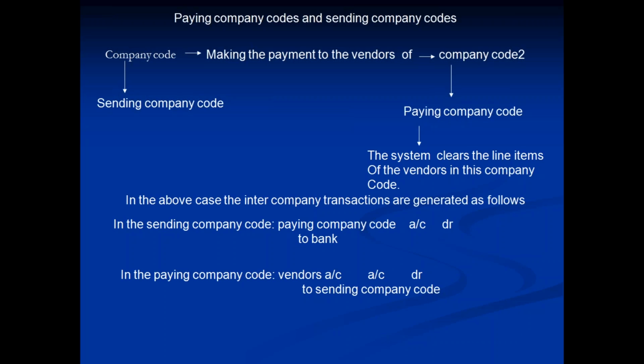In this example also, we have company code 1 and 2. Company code 1 is making the payment to the vendor on behalf of company code 2. So company code 2 will be considered the paying company code, and company code 1 would be your sending company code.